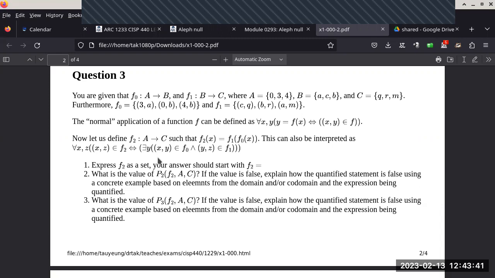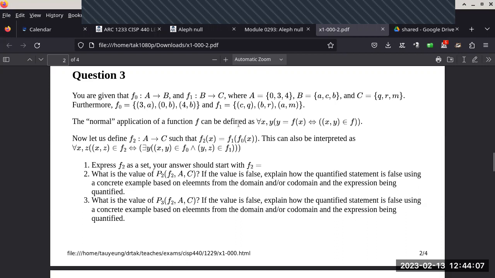Is every element in the domain mapped to one and only one thing in the codomain? Okay, all right. So the normal application of function can be defined as, for all x, y, y equals f of x if and only if (x, y) is an element of f. That really is just a notational thing, okay? Because there are two ways to look at the mapping between things.